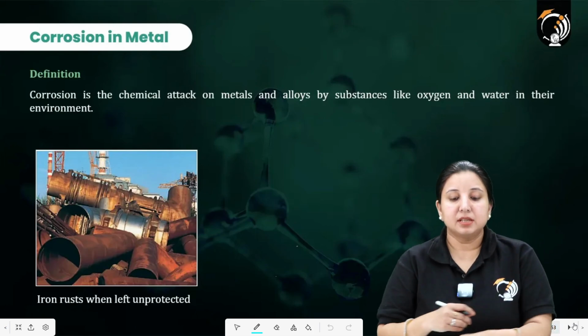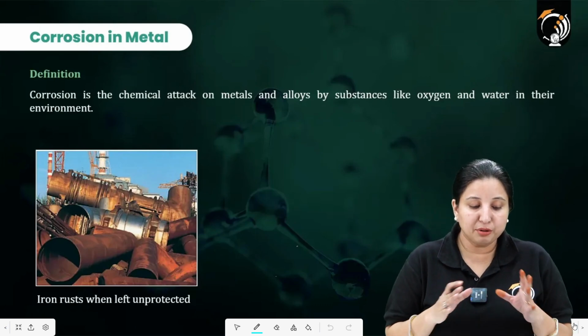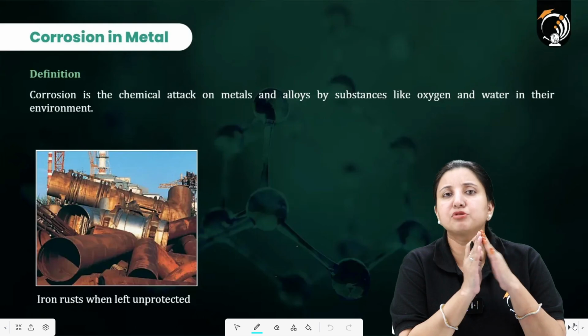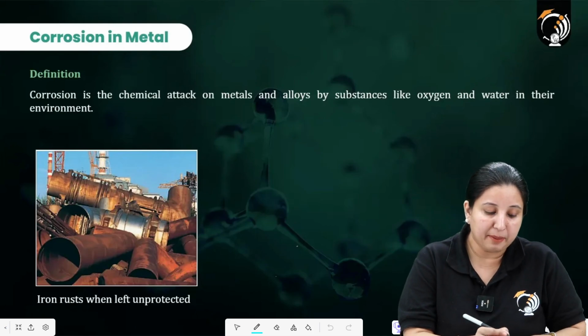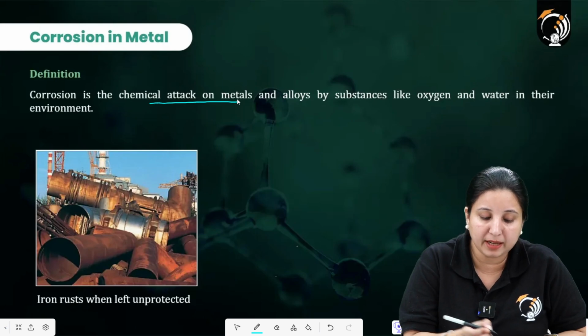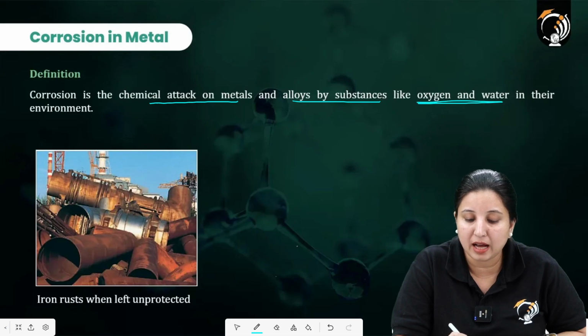Next thing comes, that is corrosion. Now, when we are talking about corrosion, corrosion means what? Corrosion refers to a chemical attack on the metal. Now, in this particular case, what happens? Corrosion is basically a chemical attack on the metal and alloys by substances like oxygen and water.